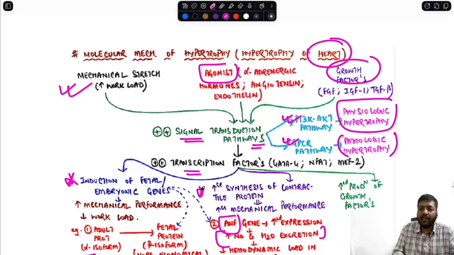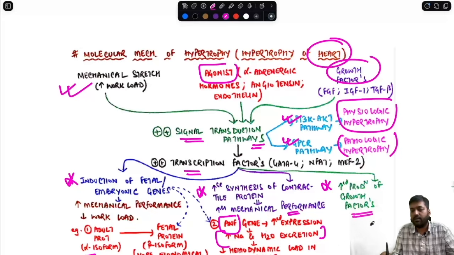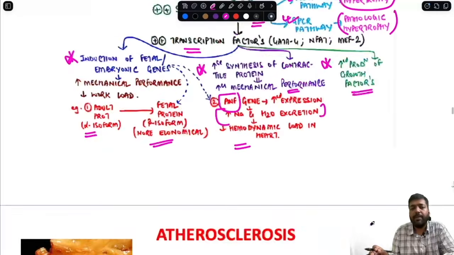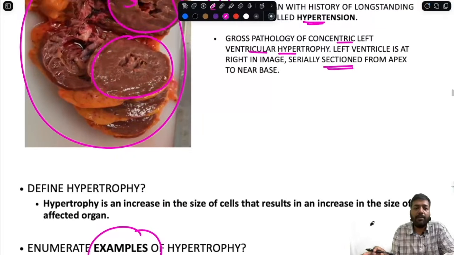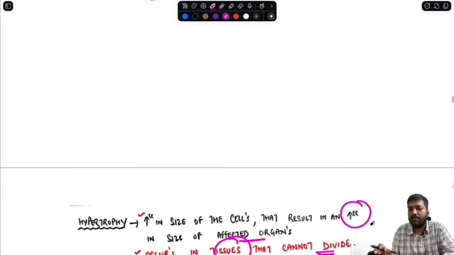Second mechanism is increased synthesis of contractile protein, which increases the mechanical performance. And lastly, increased production of growth factors. So this is how the molecular mechanism of hypertrophy, especially the hypertrophy of the heart, works. So all the questions have been addressed over here: examples of hypertrophy, definition and mechanism of hypertrophy.